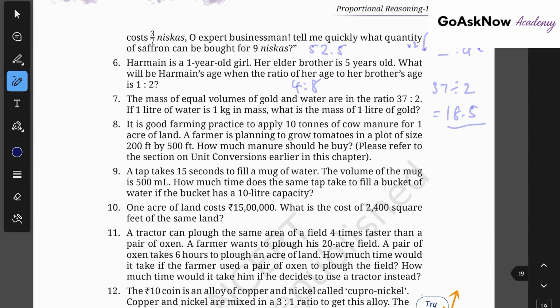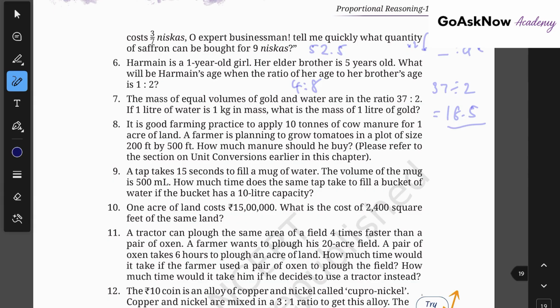Question 8. It is good farming practice to apply 10 tons of cow manure for 1 acre of land. After farming, a farmer is planning to grow tomatoes in a plot size of 200 feet by 500 feet. How much manure should he buy?